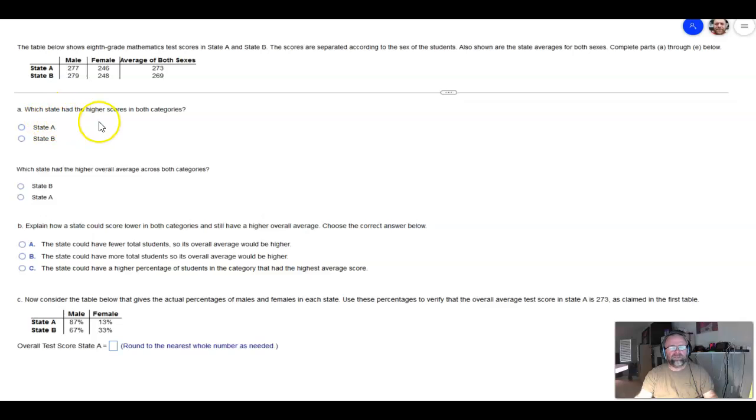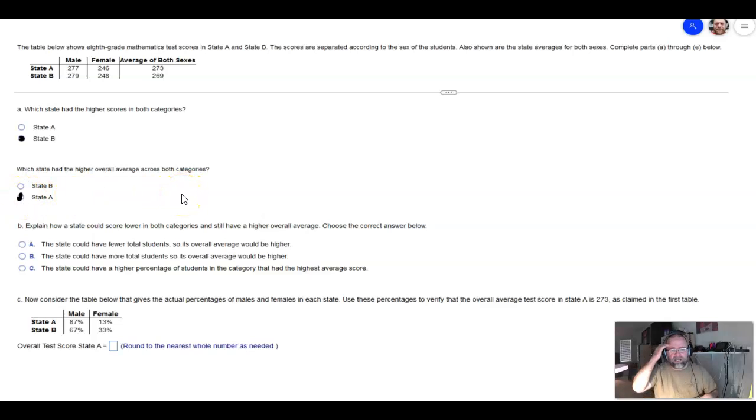The first one just says, which state had the higher scores in both categories? Well, this state for male and female had 277 and 246, and here state B had 279 and 248. So both of these had higher, so that would be state B. We'll mark that there. The next one says, which state had the higher overall average across both scores? Here's the overall average, and that would be state A with 273 versus 269. So that's going to be state A.